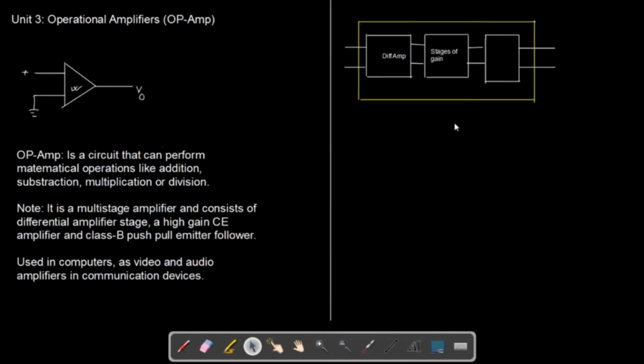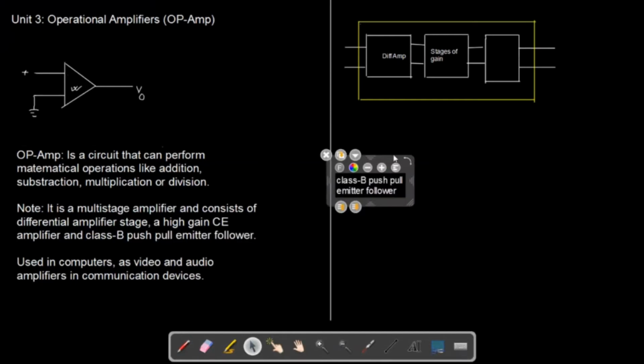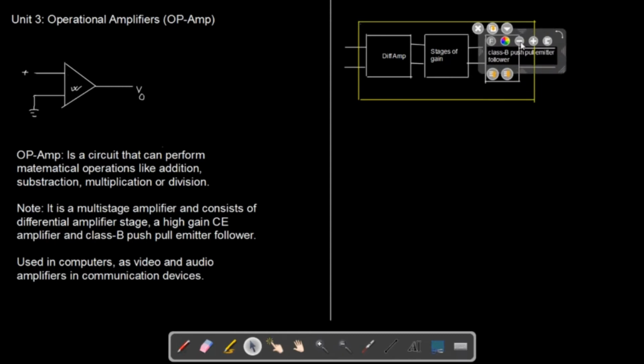And at the end we have got the class B push-pull emitter follower. So at the end we have this. I'll shorten it, it's too small to be observed, but I think you understand. Just write it as PP emitter follower. So this is at the end. This is the block diagram of an operational amplifier.